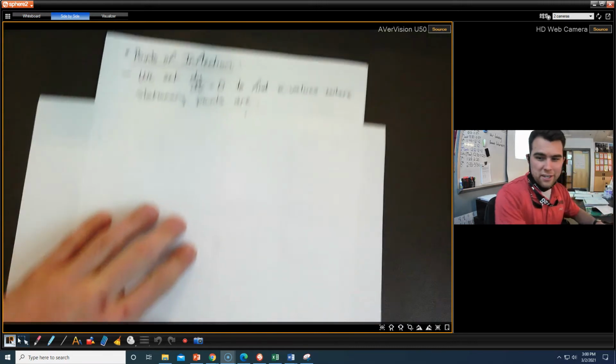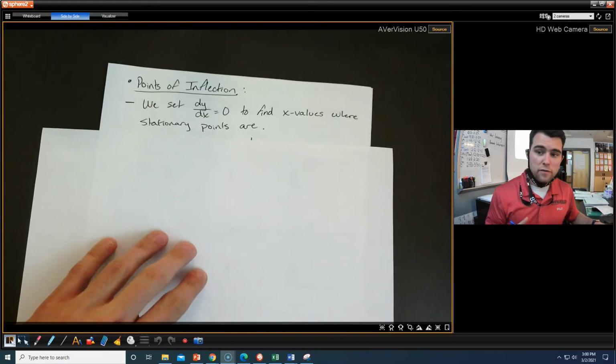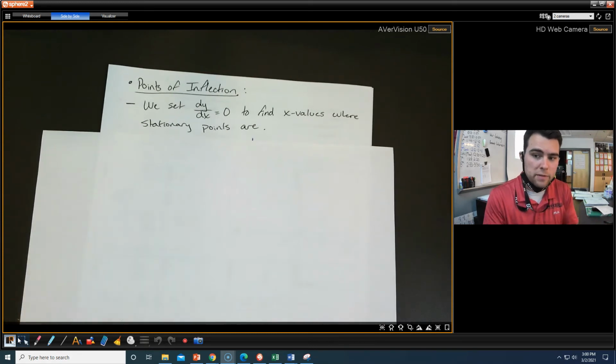So there's another type of stationary point that I didn't go over. We went over maximums and minimums, but there are also these things called points of inflection. We just need to know really what they are and to be aware of them to give us a reason why we're learning the double derivative.